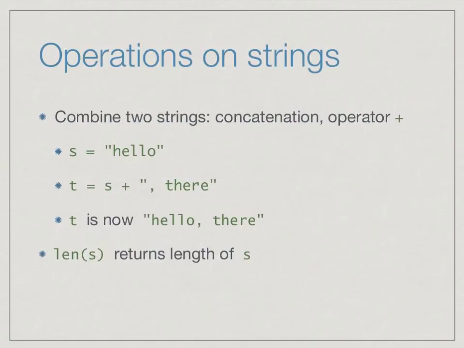We can get the length of a string using the function len. So len(s) returns the length of s. This is the number of characters. Remember that if the number of characters is n, then the positions are 0 to n minus 1. So the length of the string s here would be 5. The length of the string t here would be 5 plus 7, 12.